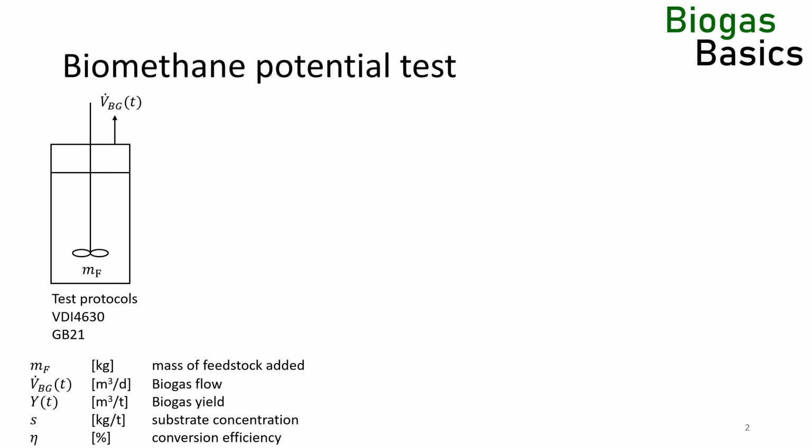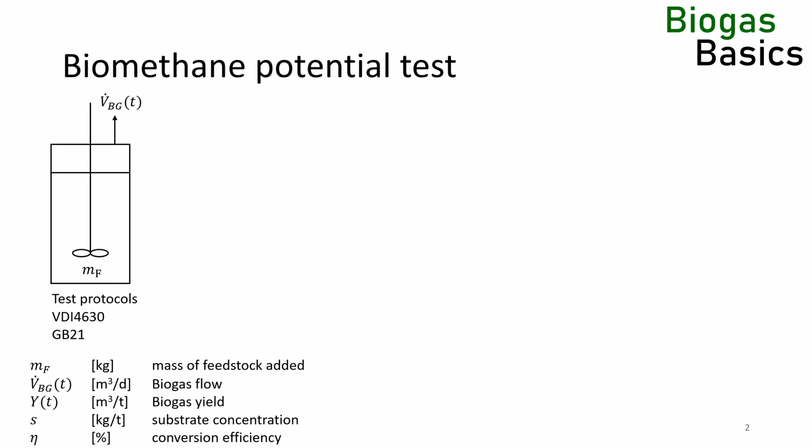is rooted in a German standard for sludge and wastewater analysis, and the VDI 4630, a standard of the Association of German Engineers for the Characterization of Biogas Feedstocks. In these tests, a sample of known mass and composition, TS and VS, is mixed with inoculum in a reactor, and the biogas production is measured over time.